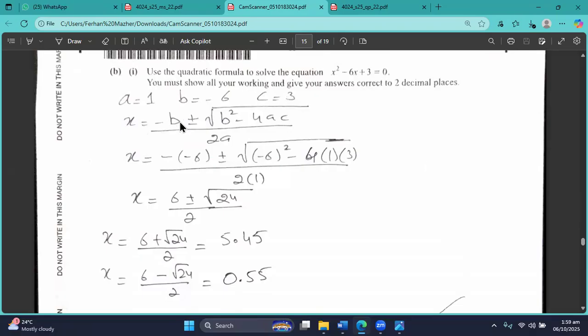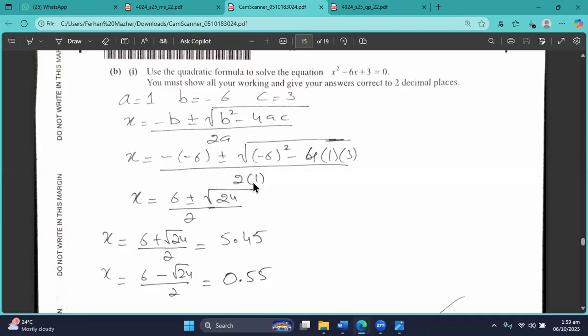The x is equal to minus b plus minus under root b square minus 4ac divided by 2a. Substitute the value of the a, b, and the c. So minus minus 6 plus minus under root, and under the radical I have minus 6 whole square minus 4 into 1 into 3.